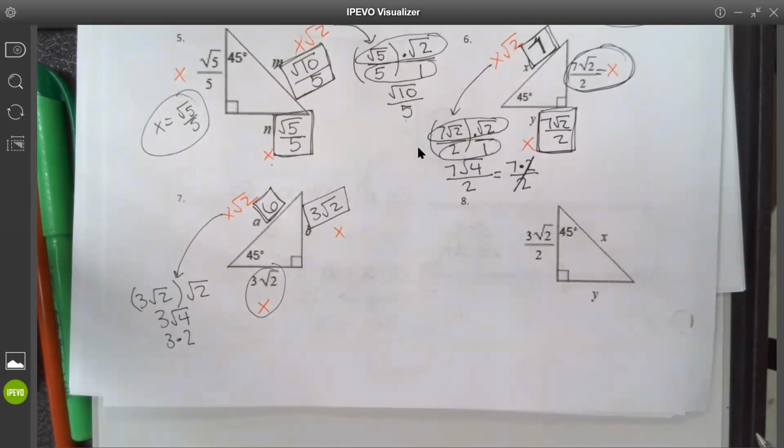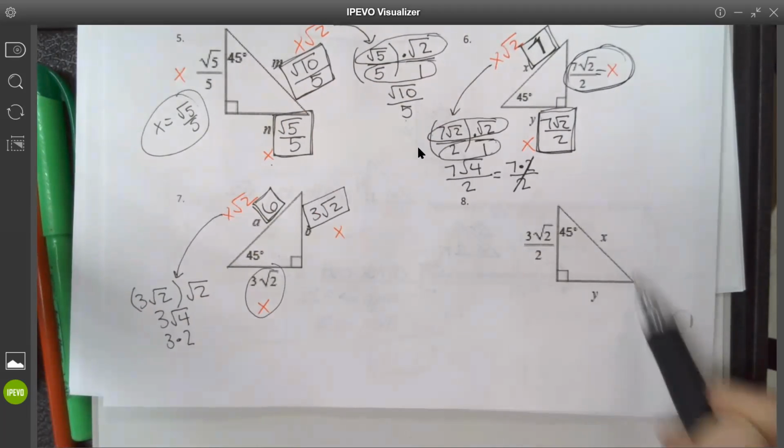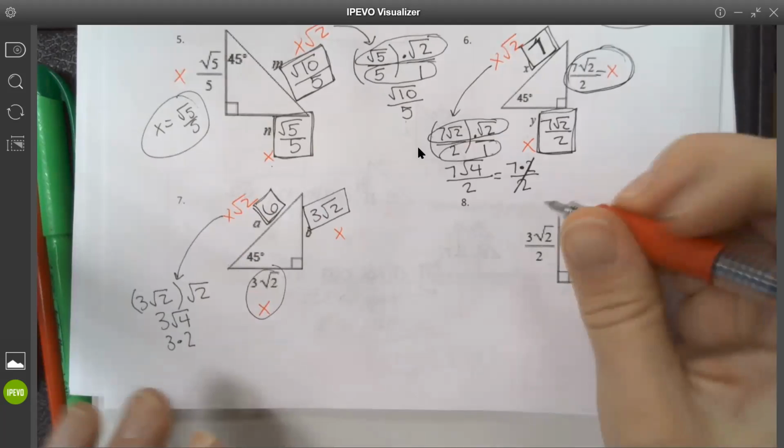Now look at 8. I'll give you a minute if you haven't gotten through 8 yet. Look at 8, see if you can fill in your other 2 sides.